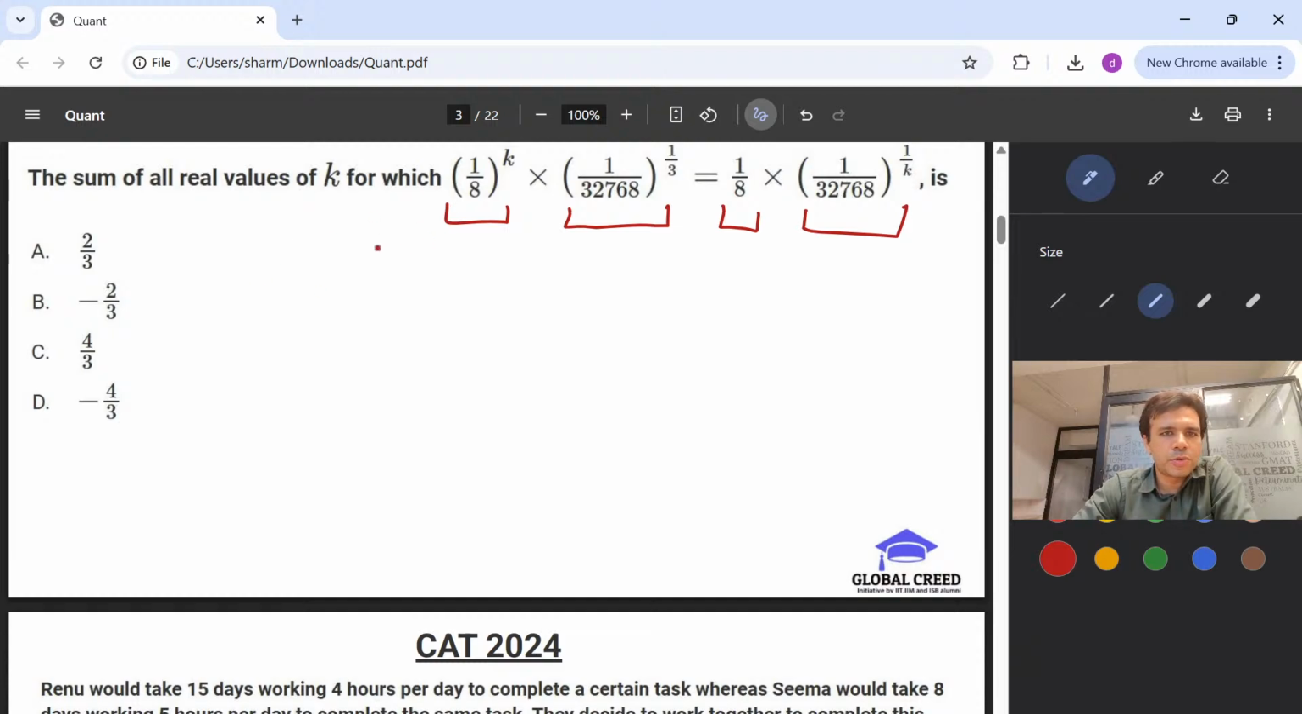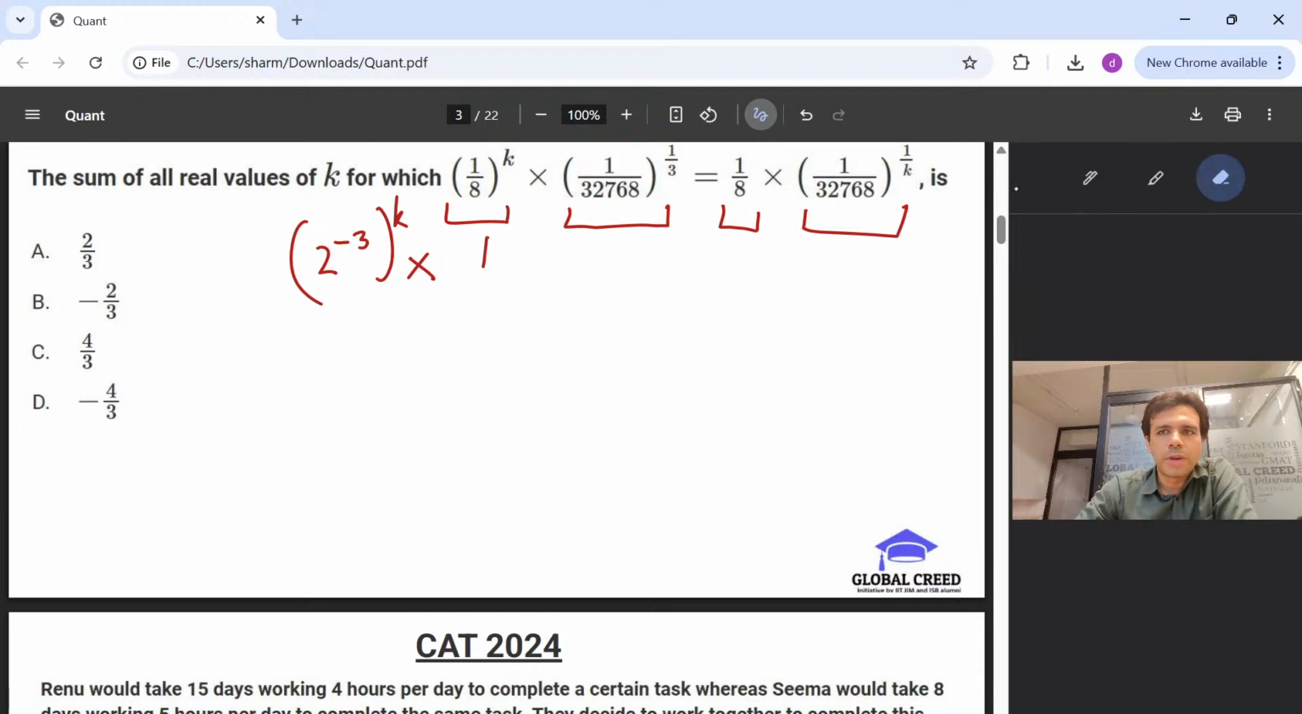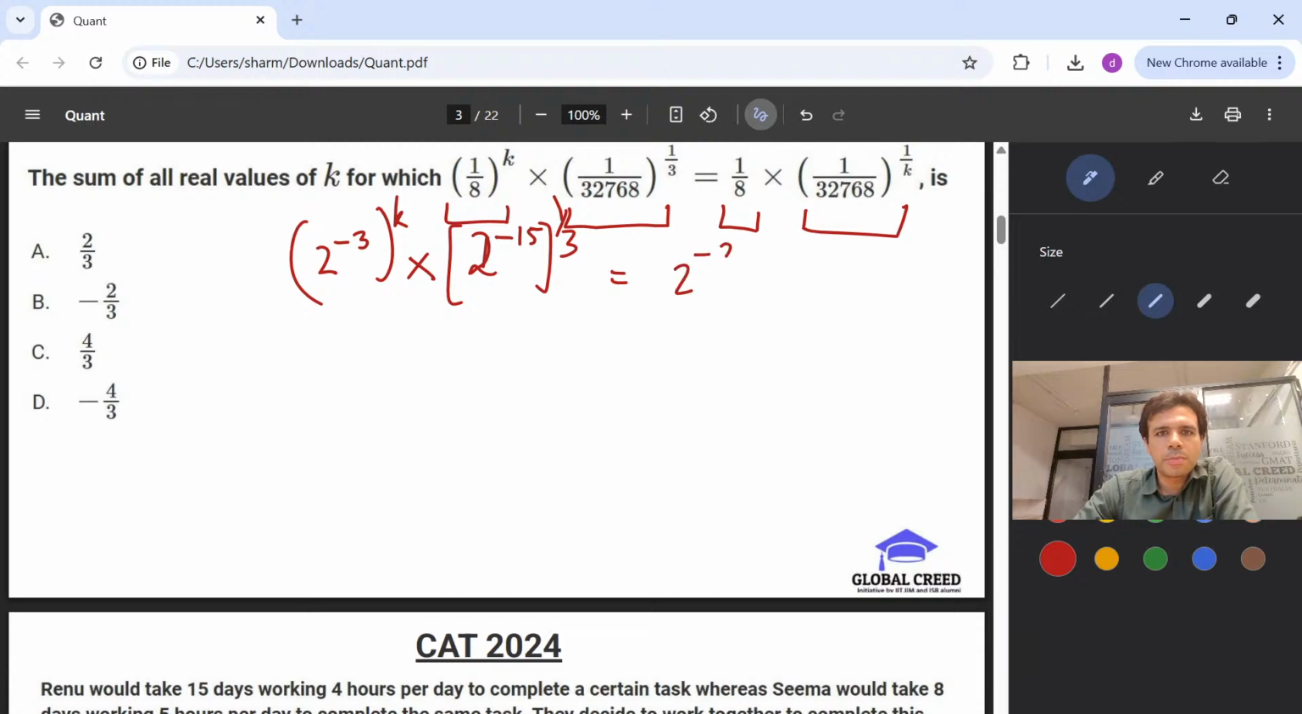If I want to write the first part, it will become 2 to the power -3, whole to the power k. Then you have multiplication with 1 upon 32768. If you calculate 32768, that would actually be 2 to the power 15. So this value is 2 to the power 15. So you will say you have here 2 to the power -15 and you have 1/3 over there. Then again you have 2 to the power -3 multiplied with 2 to the power -15 by k.